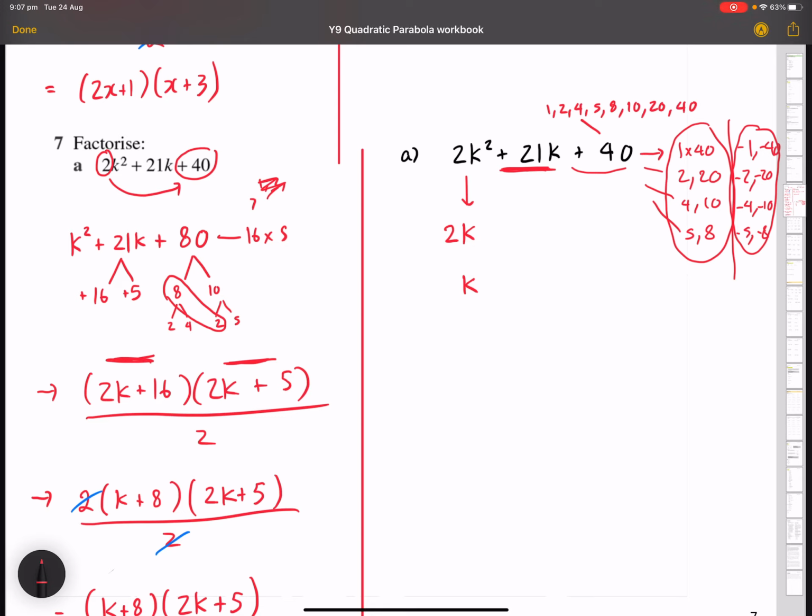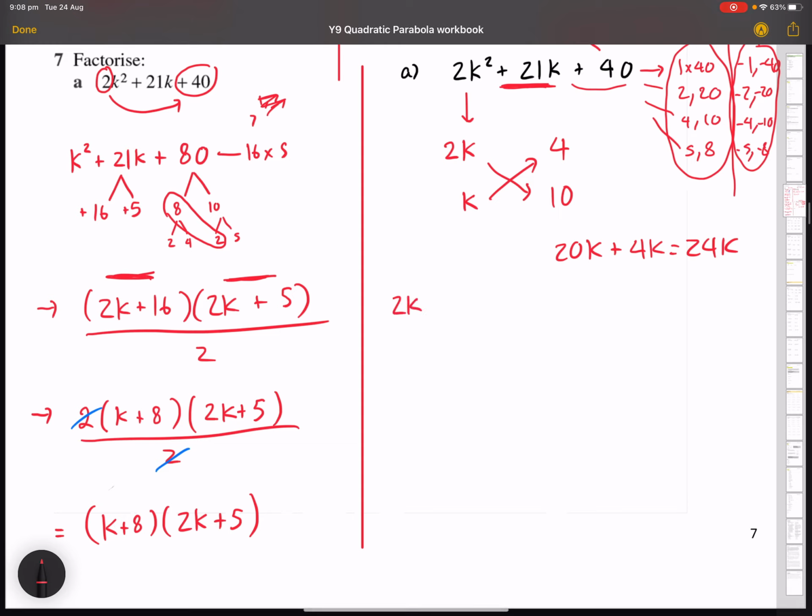Let's try it. What if I put 4 and 10 here? Cross multiply, you're going to have 20k plus 4k, and that'll give you 24k. So that's not going to work. If I mix the numbers around, let's say 10 was up here, so 2k again and k, and instead I'm going to have 10 up here and 4 here. Cross multiply, and what do we have? We have 8k plus 10k, and that gives you 18k. So that's not going to work either. So 4 and 10, not going to work.